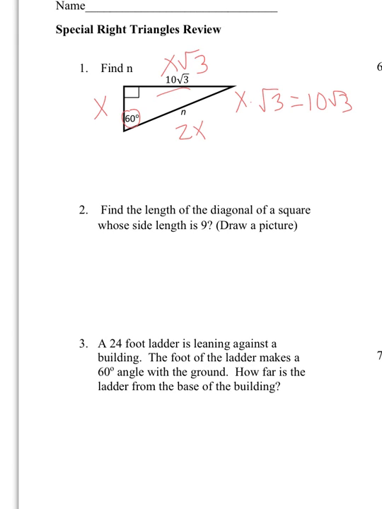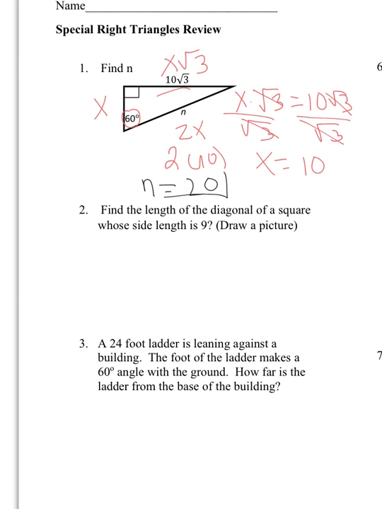Now, this is not the complicated one because if you divide by the square root of 3, these cancel and these cancel, and you're literally left with x is 10. Now, don't forget you're looking for n, and n is 2x, so this is 2 times 10, and your final answer is n is 20. All right.